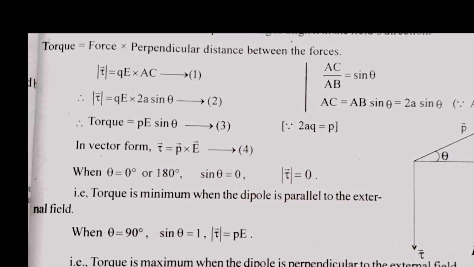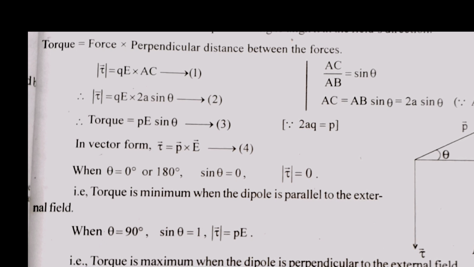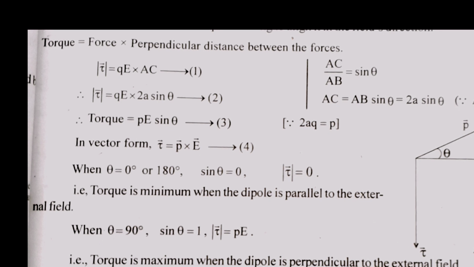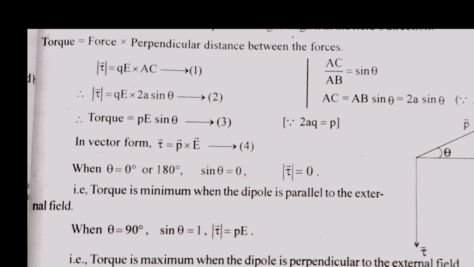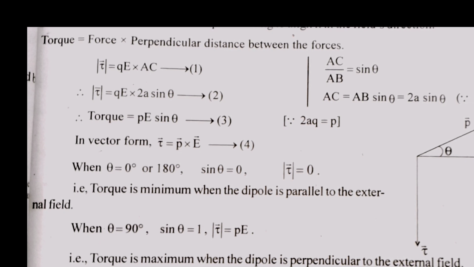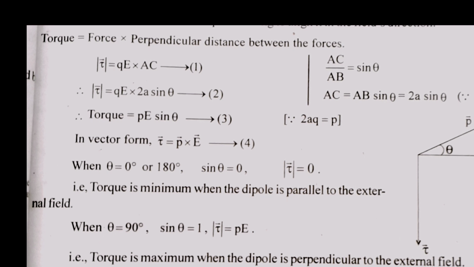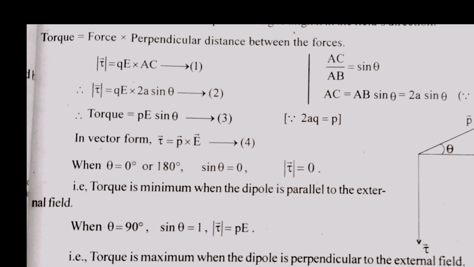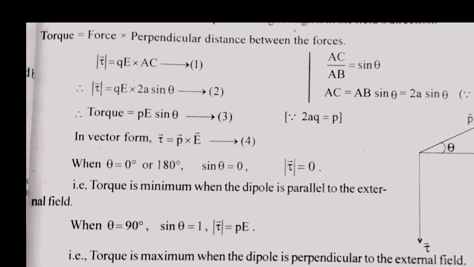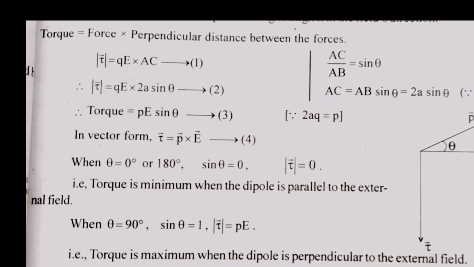But we have 2AQ is equal to P, that is the dipole moment. So torque will be equal to PE sine theta. We can write it in vector form as tau is equal to P cross E. So that is the equation for finding the torque on an electric dipole in a uniform electric field. Clear? Here tau is equal to P cross E is the important equation that you have to remember.